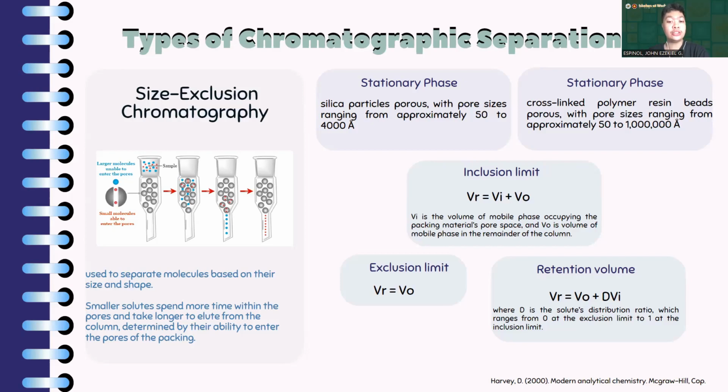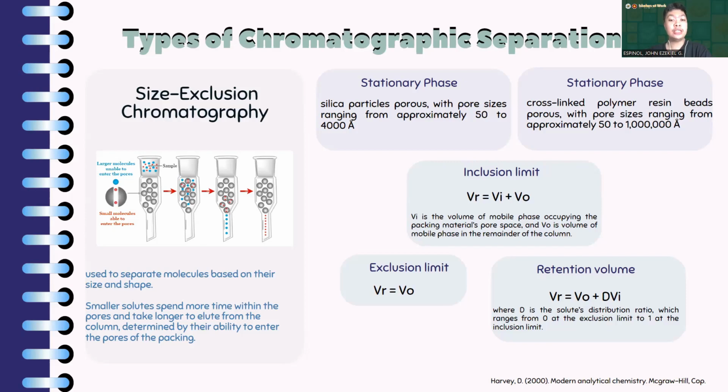In SEC, which is also known as molecular occlusion chromatography or gel permeation chromatography, the separation mechanism is based on the solute's ability to enter into the pores of the column packing. Larger molecules are unable to enter the pores and are excluded from the stationary phase, resulting in shorter retention time and earlier elution from the column. In contrast, smaller molecules can penetrate the pores and spend more time within the porous structure, leading to longer retention times and later elution. Overall, SEC is a valuable chromatographic technique for separating molecules based on their size.